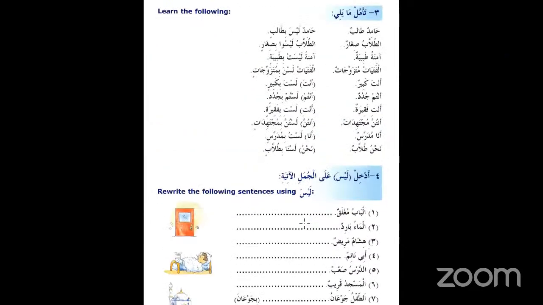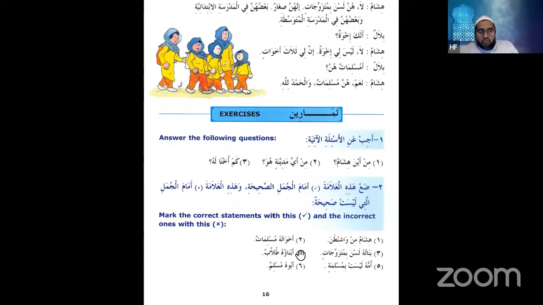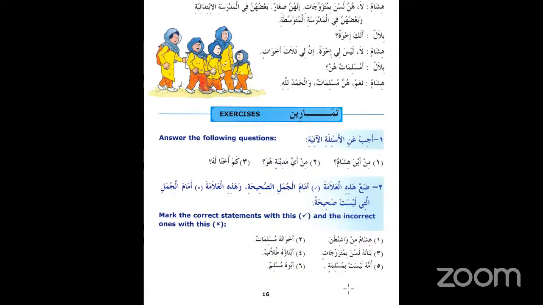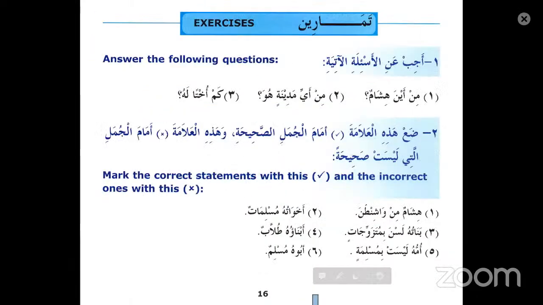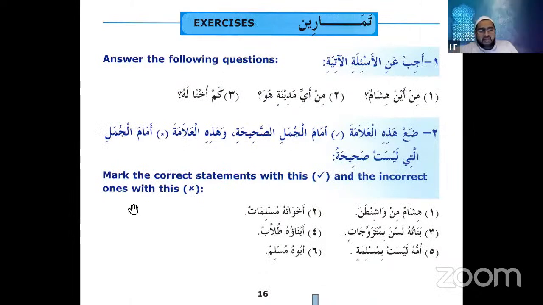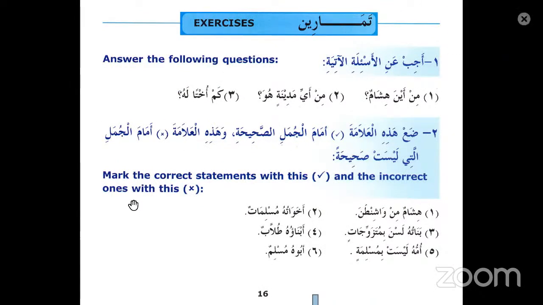Okay. So, doctor, I want you to read these ones and tell me which one is correct. There's 6 in total. You do 1 to 3, and Sister Zakia does 4 to 6. Go ahead. Which one is correct? Hisham min Washington. Hisham min Washington. Is that correct? No. It's from New York. Correct. That's incorrect. Next. That's one. Incorrect.